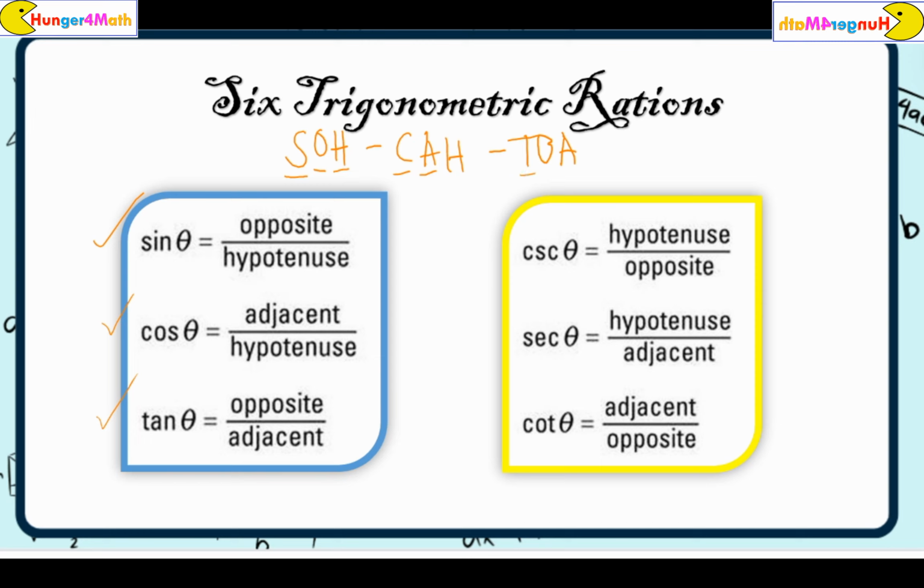Now, the inverse of these 3 trigonometric ratios are: cosecant theta is equal to hypotenuse over the opposite, secant theta is equal to hypotenuse over the adjacent, and cotangent theta is equal to adjacent over opposite.